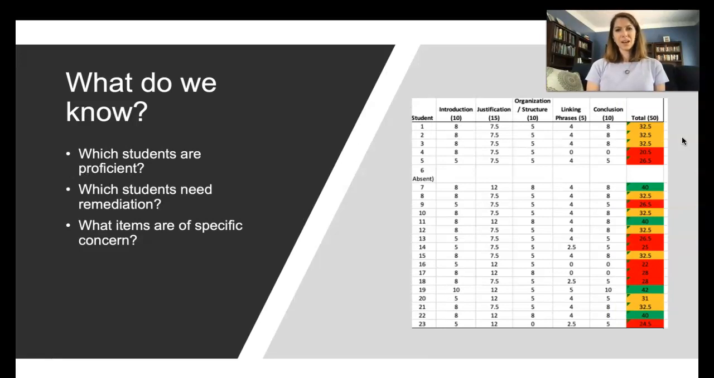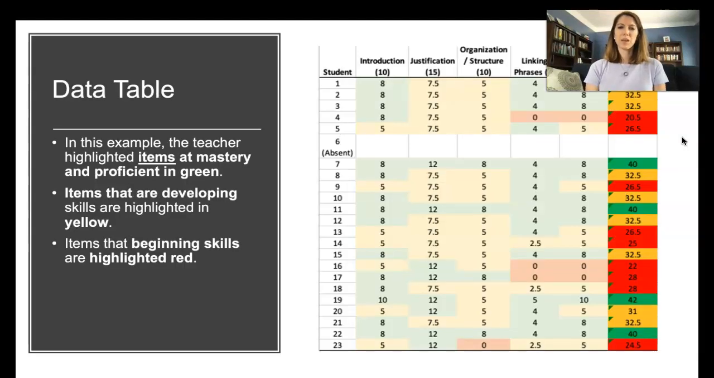So this does tell us which students get it, which students need some help, and which students need a lot of help. But by looking at this data table, it doesn't actually tell us which items are areas of concern. So in this case, we've highlighted that column furthest to the right. This is total, but now we need to do some more highlighting to look at particular items to see what students did well and where students could need some extra help.